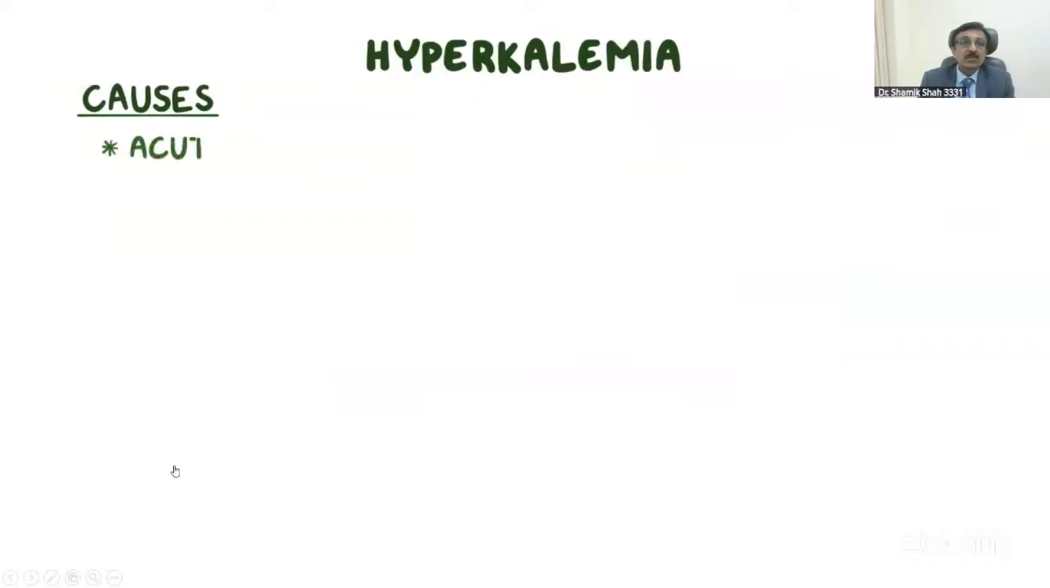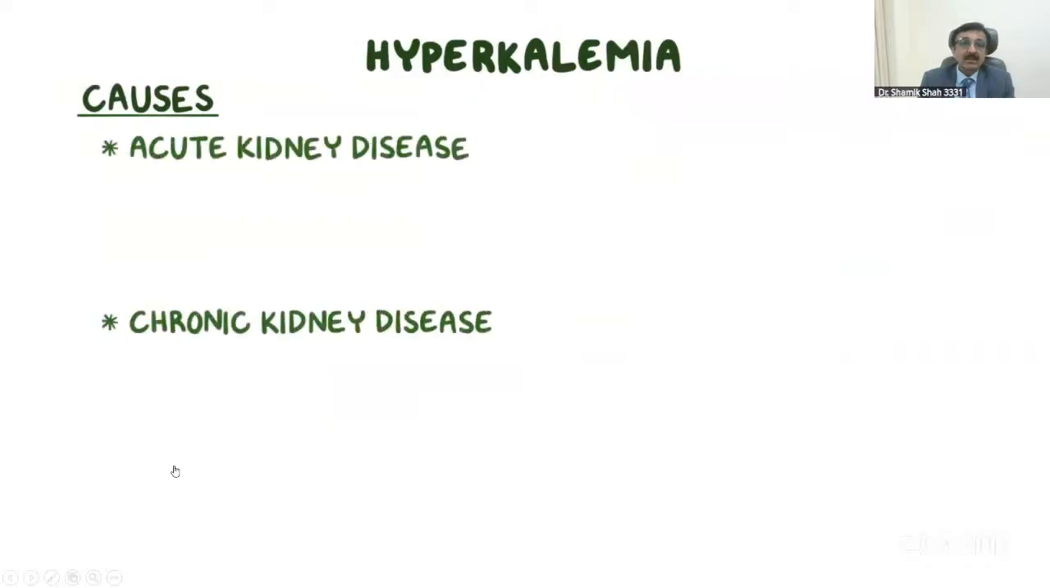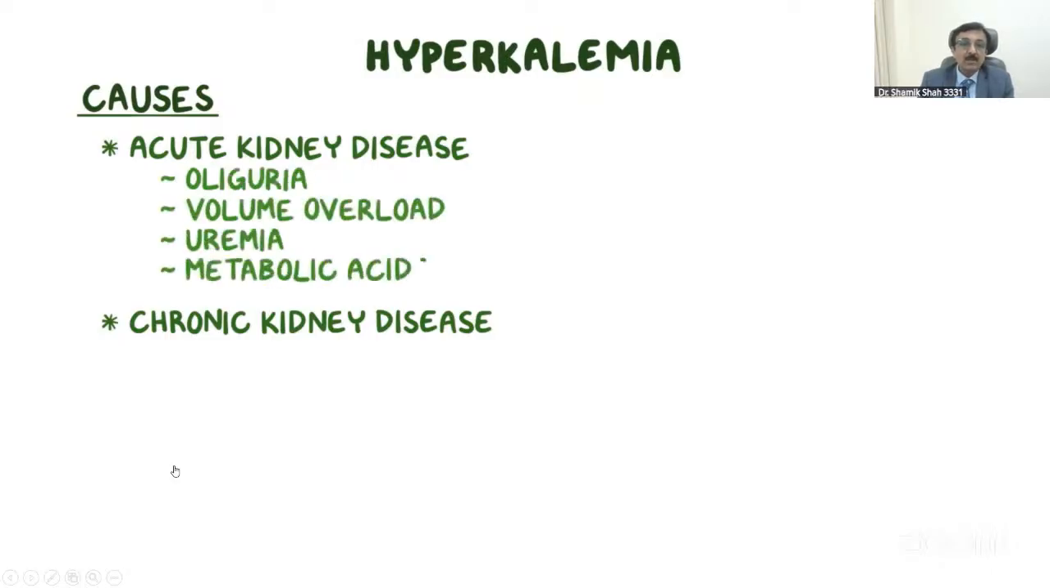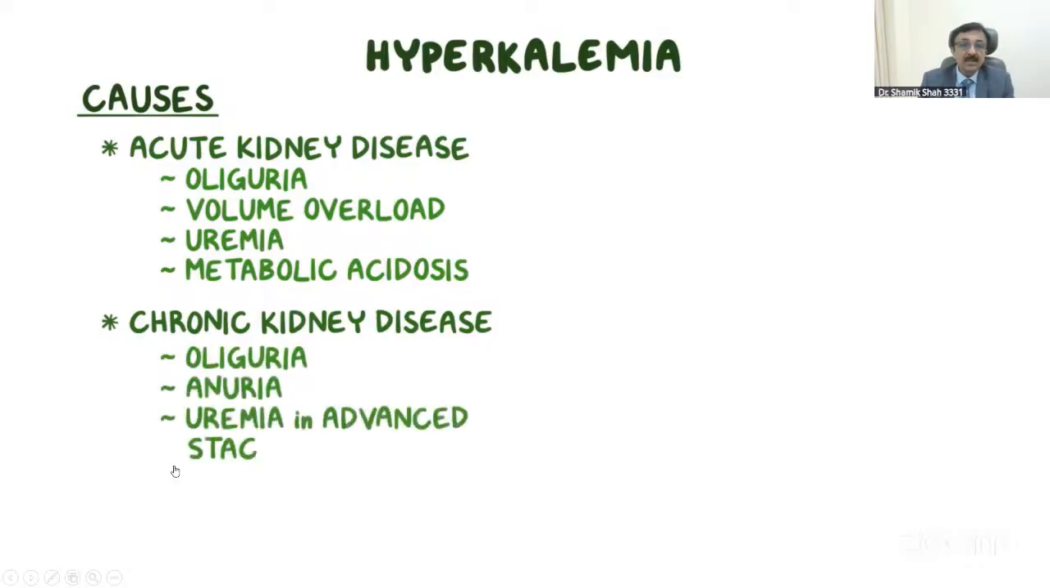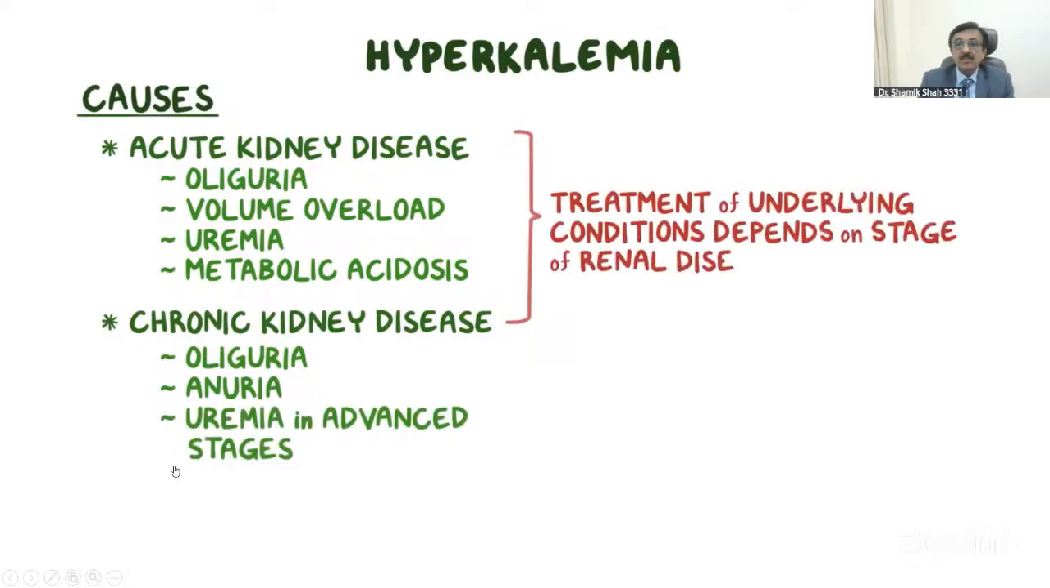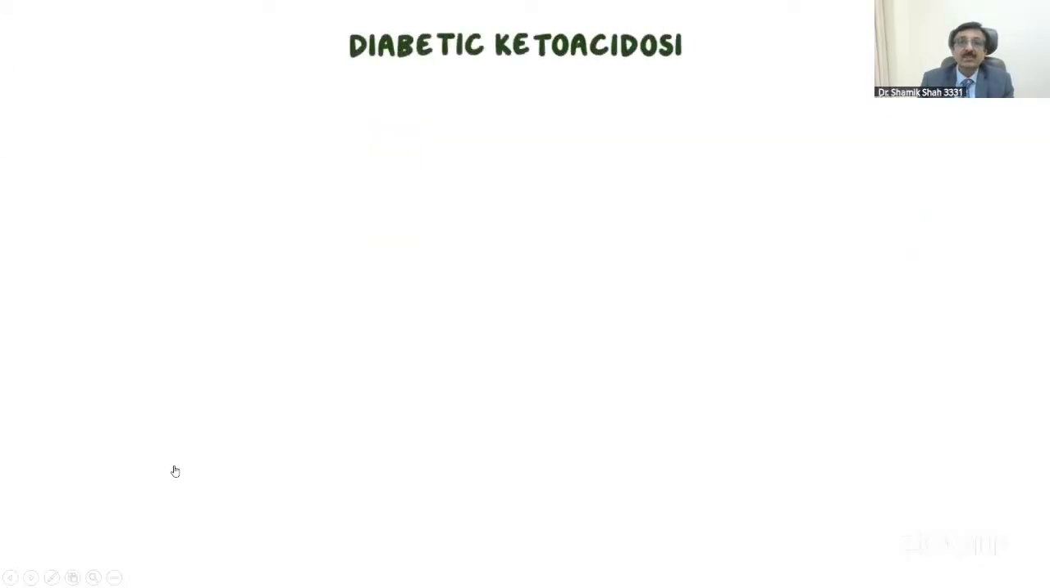Now, what are the causes of hyperkalemia? Of course, acute kidney injury and chronic kidney disease. And if a patient has acute kidney injury, what will we see? That the patient is usually oliguric, is volume overloaded, may or may not have uremia, and may have metabolic acidosis. If, of course, the patient has chronic kidney disease, then the patient may be anuric, and we may find uremic symptoms in advanced stages. So treatment of underlying conditions depends on the stage of the kidney disease.